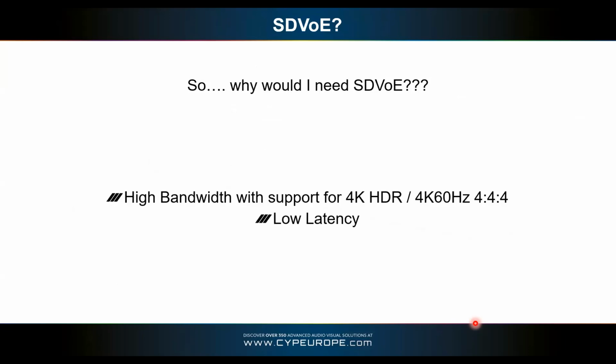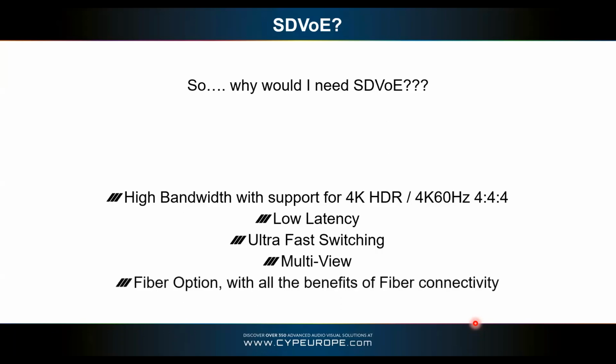Very low latency, incredibly low latency through the SDVoE system as well. Ultra fast switching, which we'll cover as we go through, but switching from source to source can be incredibly fast. We were demonstrating this at ISE, and it is literally lightning fast switching from source to source. Multi-view capabilities, which we will go into shortly. That's the ability to show multiple transmitters on one receiver. And then we have options for fiber in the SDVoE system as well. So as you'd expect, you get the key benefits of fiber, such as long distance and no electromagnetic interference, for example. So all the benefits of fiber connectivity as well.